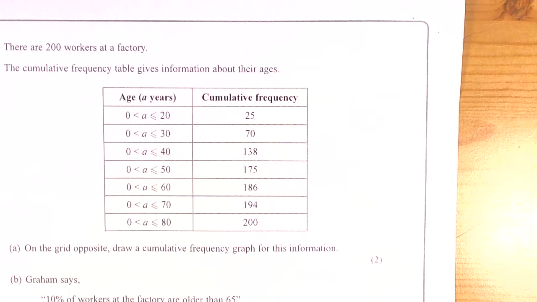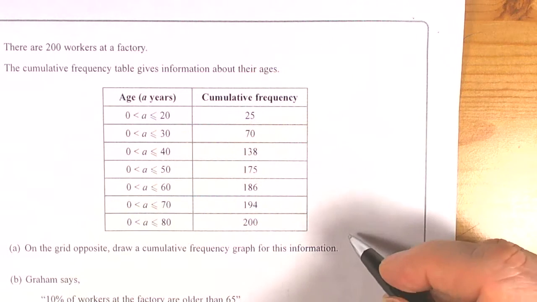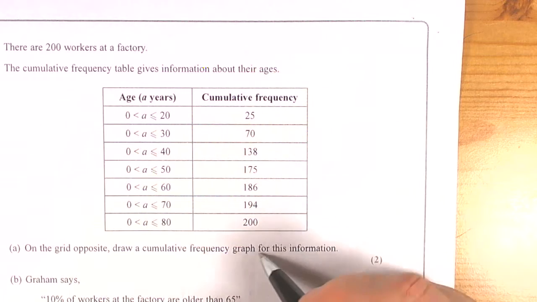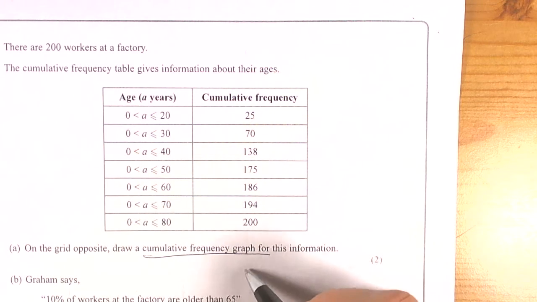Okay, so this question talks about cumulative frequency graphs, and it's giving you a cumulative frequency table for 200 workers, and it's asking you to plot the cumulative frequency curve, the graph, on the graph opposite. So we need to remember that cumulative frequency graphs always have this standard shape, so always increasing, because cumulative means it gets bigger and bigger.